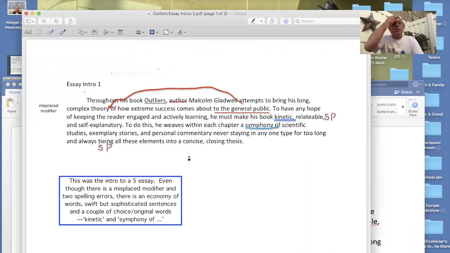Okay. Throughout his book, Outliers, I don't think you need author. Malcolm Gladwell attempts to bring his long, complex theory of how extreme success comes about to the general public. To me, that's a misplaced modifier. I think what Gladwell is trying to bring is his theory to the general public. And so I would want to get that closer to theory so that I'm not confused, of how extreme success comes about.